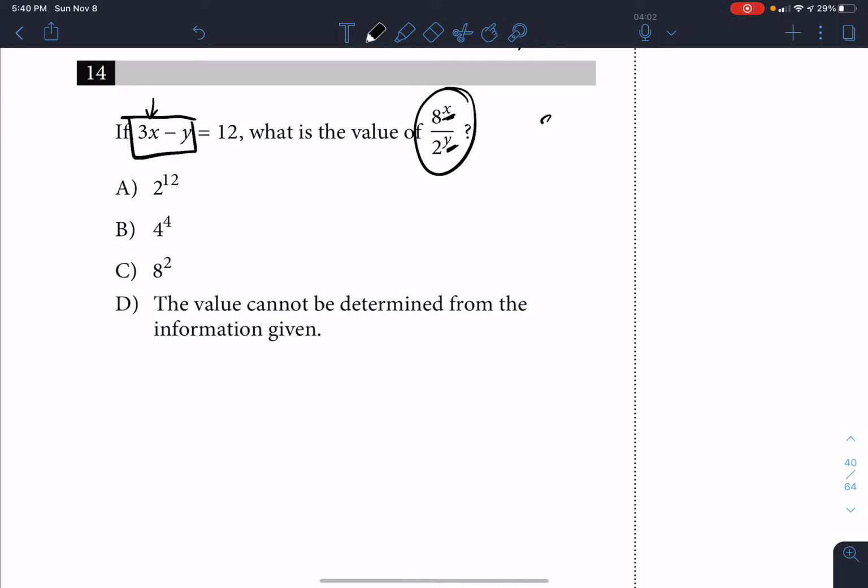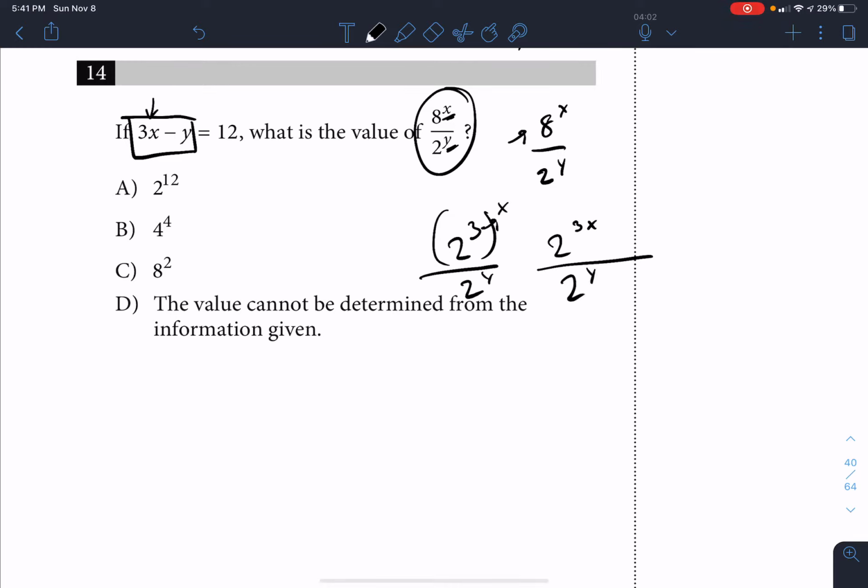This is 8 to the x over 2 to the y. So remember the 8, like we did earlier, this is not just an 8, this is 2 cubed to the power of x over 2 to the power of y. We only have a power raised to a power, 3 raised to x. We can rewrite this as 3 times x. So 2 to the power of 3 times x, 3x, over 2 to the y.